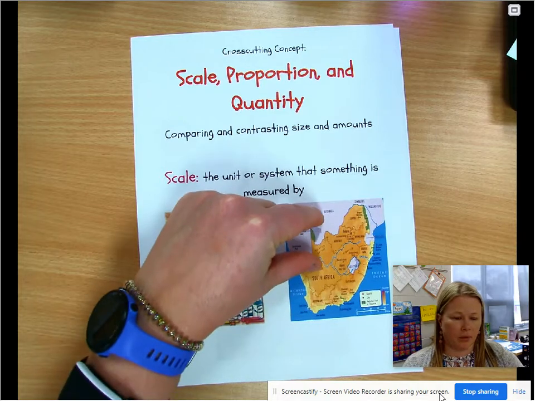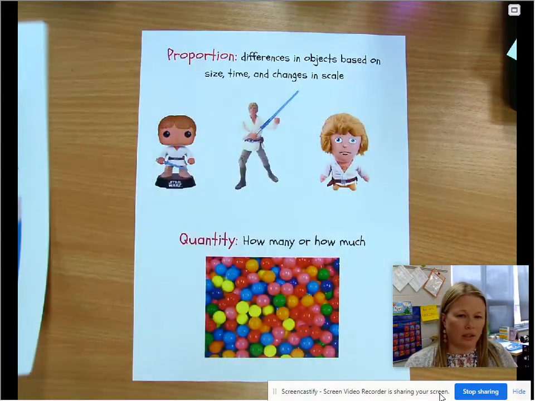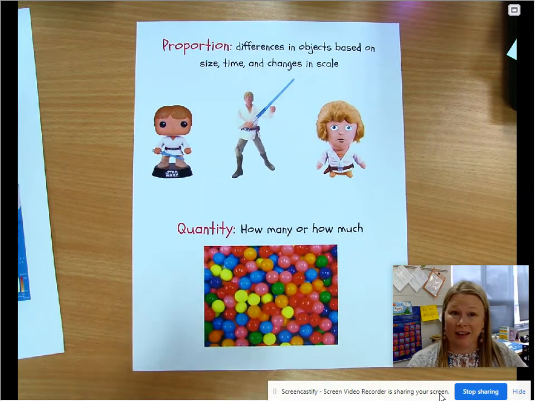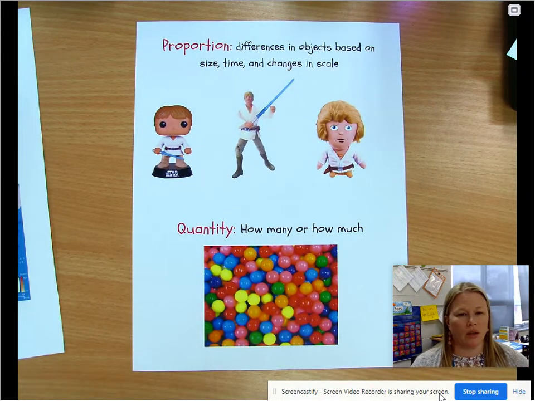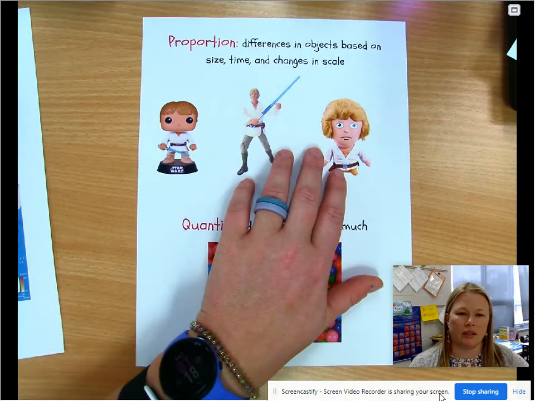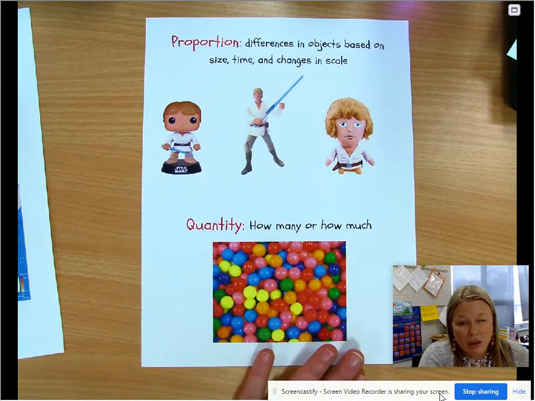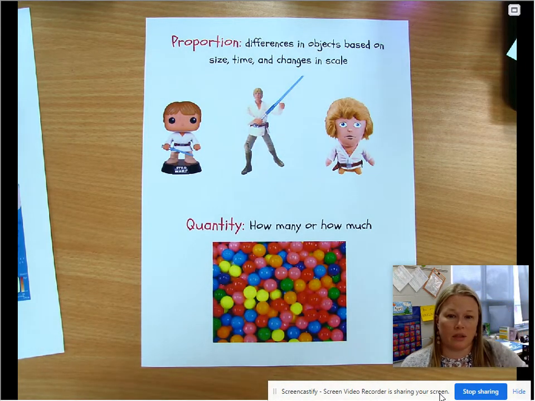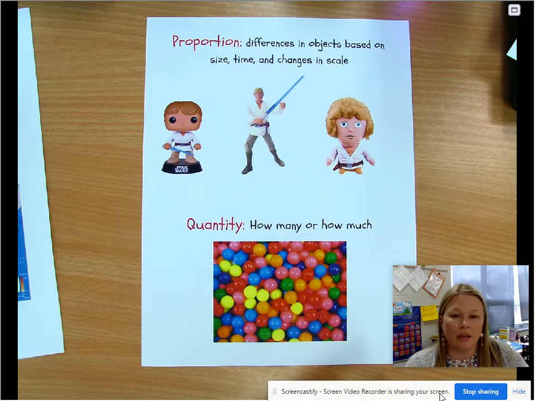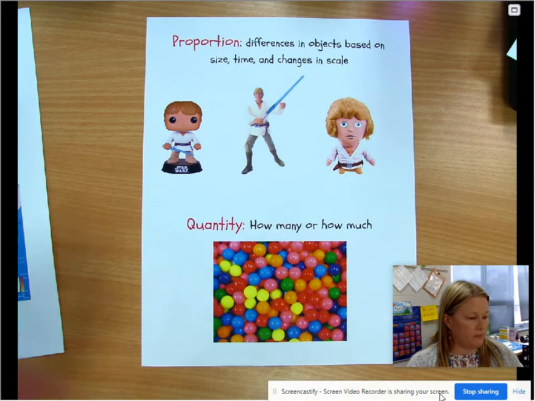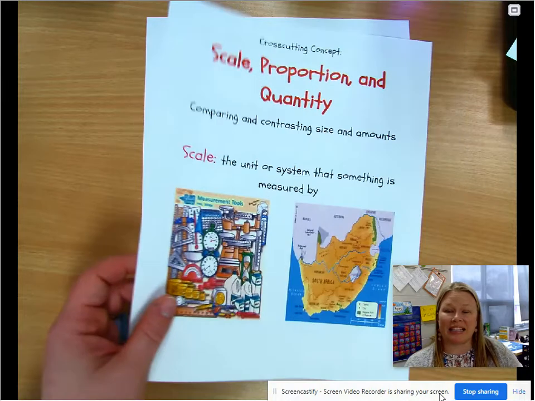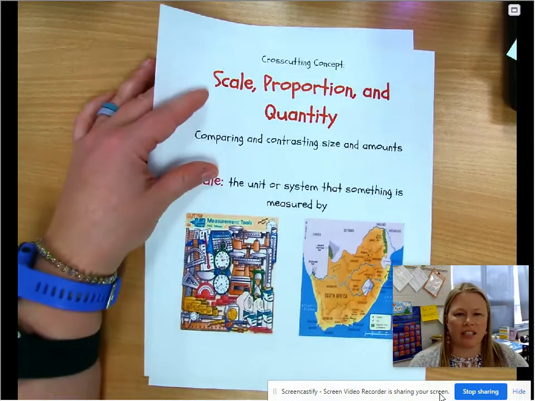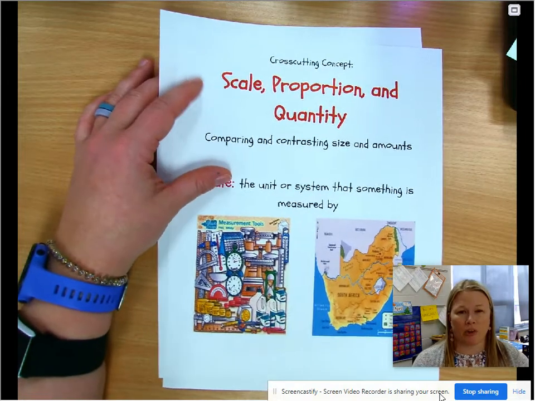Something like that. Okay? We also have proportion. That talks about differences in objects based on size, time, and changes in scale. There's that measuring word. Okay, these are 3 different toys, all of the same character, but they're all a little bit different size and scale. And quantity, when we talk about quantity, we're talking about how many or how much. So again, that's the big idea, the big concept behind why we're looking at maps. So you have an idea about scale, proportion, and quantity.